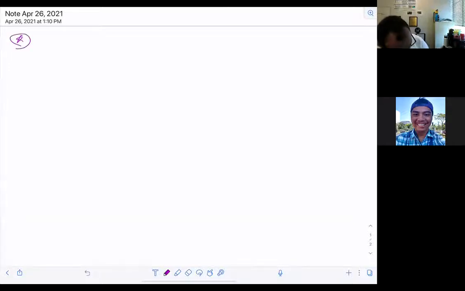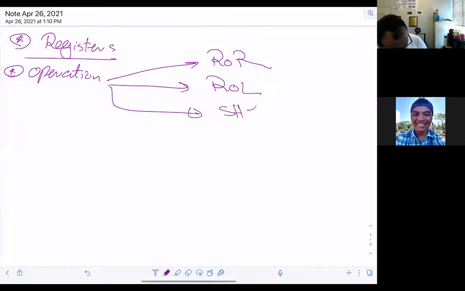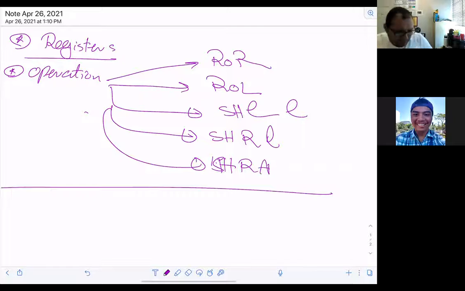So today we're gonna talk about registers, and then we're gonna talk about operations of rotate right, rotate left, shift left, shift right logically, shift right arithmetically. Okay.